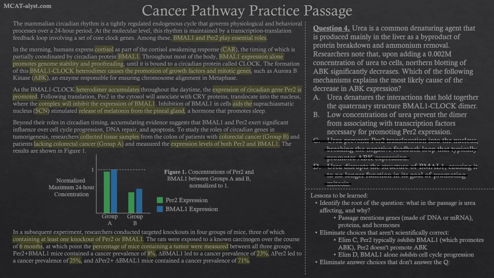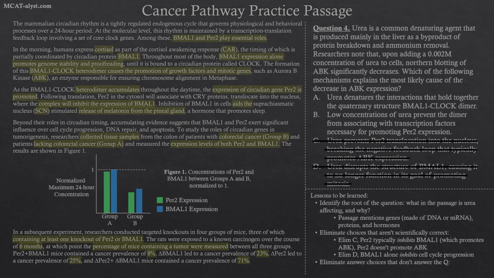And then from here, we just need to eliminate any choices that don't answer the question or apply to the passage. So now whenever we look at B, just for example, B is trying to say that having a low amount of this urea prevents it from associating with transcription factors necessary for promoting PER2 expression, which is great. As far as my brain is working, I don't think there's anything scientifically wrong with that, but that doesn't talk about ABK at all.